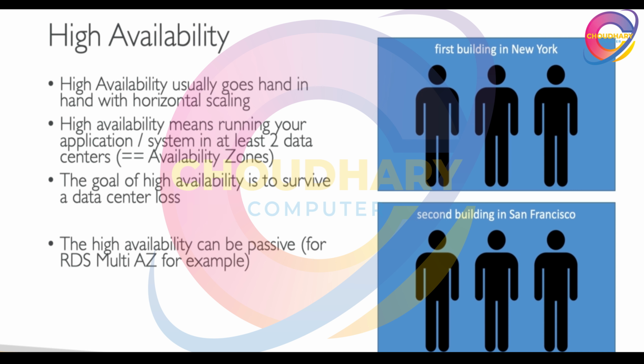Now, high availability can also be passive. For example, when we have RDS multi-AZ, for example, we have a passive kind of high availability. But it can also be active, and this is when we have horizontal scaling. So this is where, for example, I have all my phone calls in 2 buildings in New York. They're all taking calls at the same time.